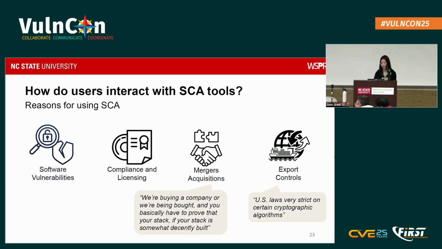Some less intuitive reasons I found pretty interesting: a participant mentioned using them for mergers and acquisitions. So if you're buying a company, you want to know what's in their software, and using SCA tools could help them identify their software stack. Another participant shared using SCA tools for export controls. They shared that sometimes laws can be strict on the software you export, and using SCA tools can help you determine if there are certain things you can't export in your software.